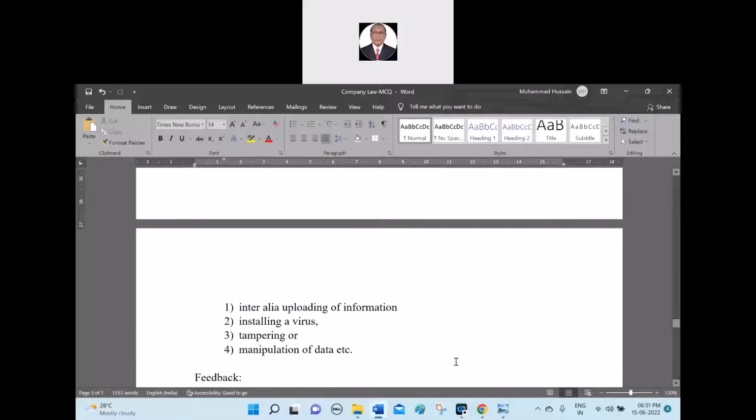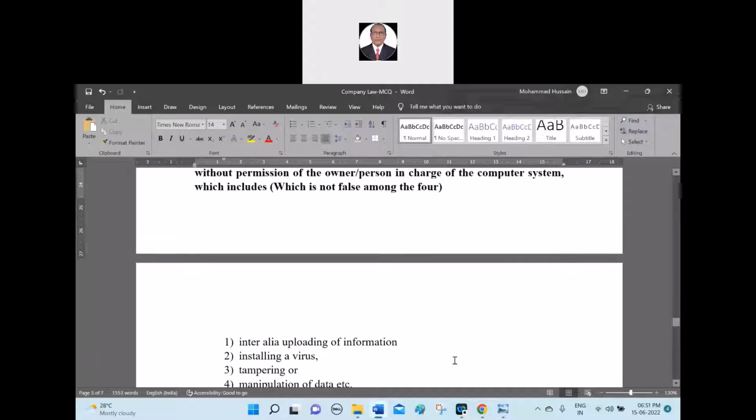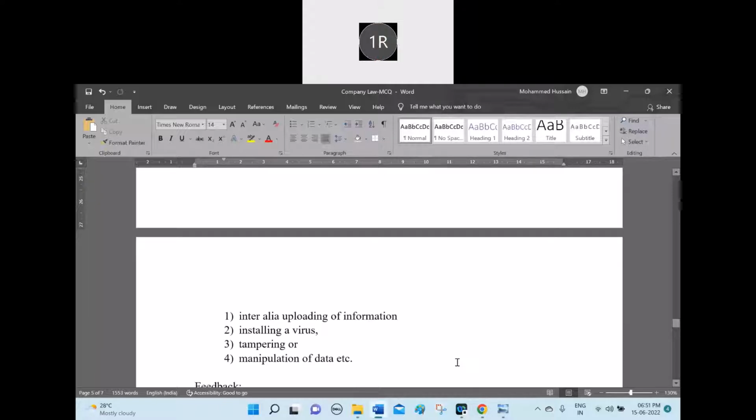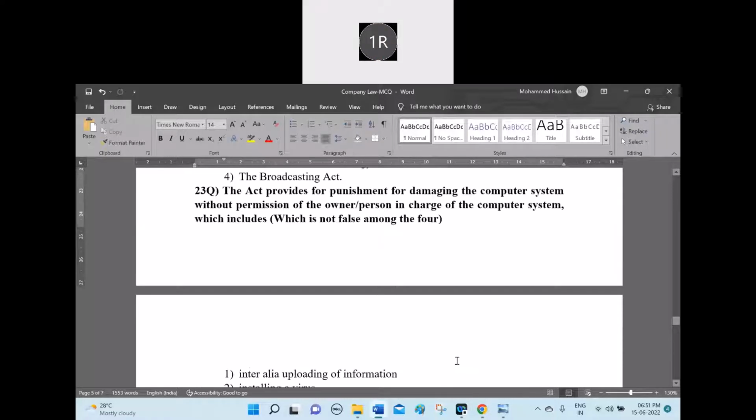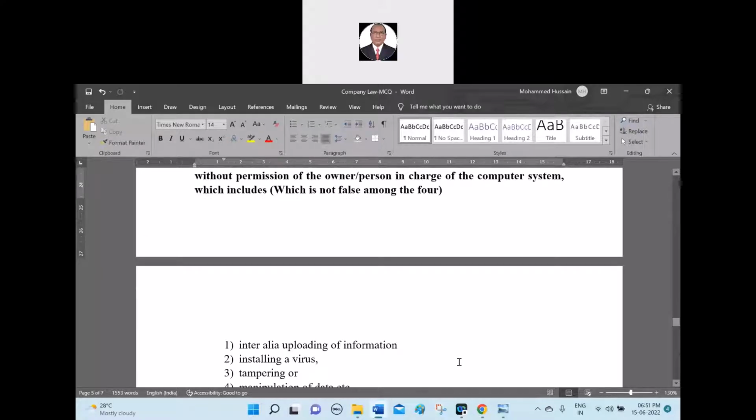Number one, inter alia uploading the information. Number two, installing the virus. Number three, tampering. Number four, manipulation of data. Installing a virus. What is the question, sir? The question is, the act provides for the punishment for damaging the computer system without the permission of the owner or person in charge of the computer system, which includes; three are relevant, but one is not relevant.